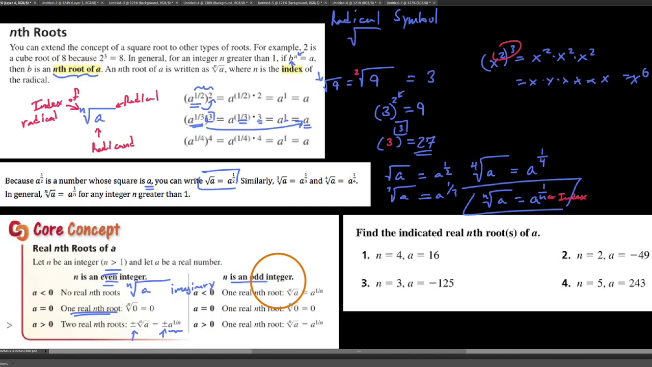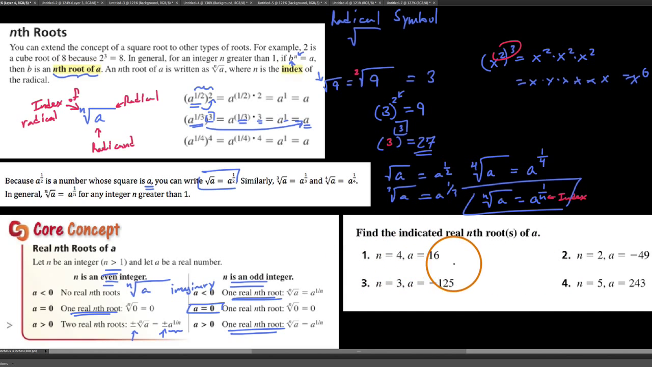So now when we say n is an odd integer, I'll skip to this one right off the bat, but if a equals 0, then the nth root of 0 is still 0. But if a is negative or a is positive, in this case we don't get any imaginaries. We can actually take the odd root of a negative number. And so in each case we get a to the 1 over n, or just the nth root of a, one real root. So what we're going to do is evaluate these over here, and find the indicated real nth roots of a.